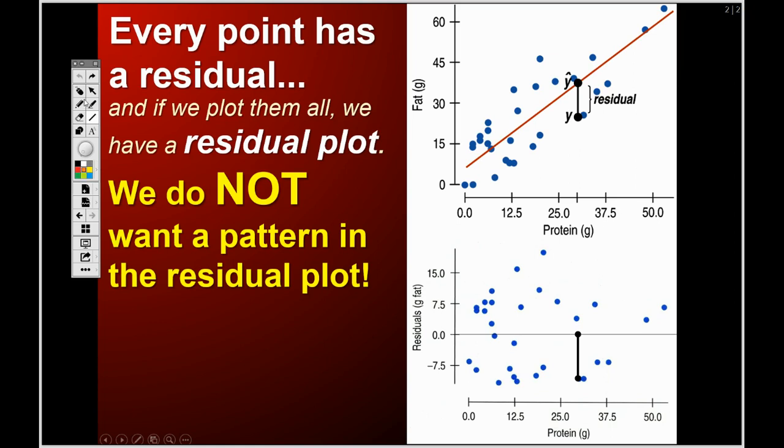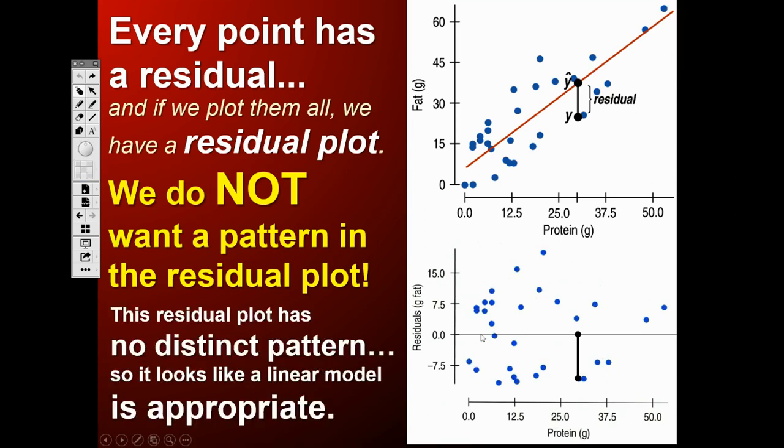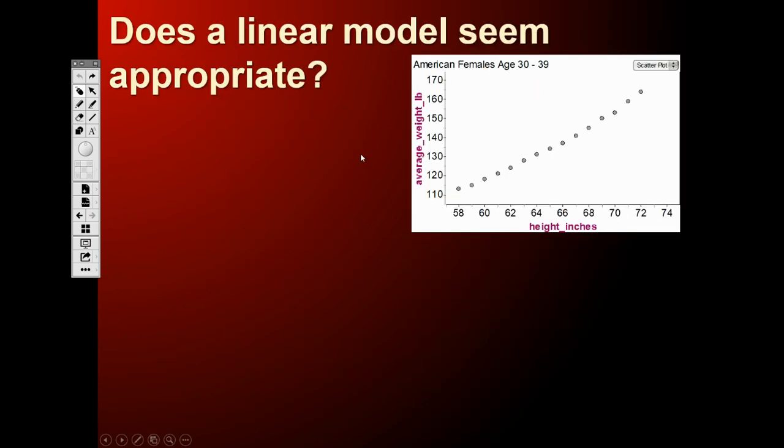All right. So the residual plot does not have a distinct pattern, so it looks like our linear model would be appropriate for this protein versus fat model that we have here, or even for the one that we had before if we looked at the residual plot.